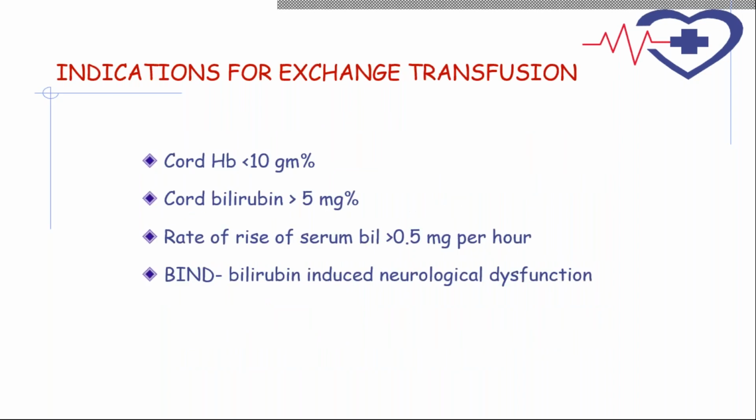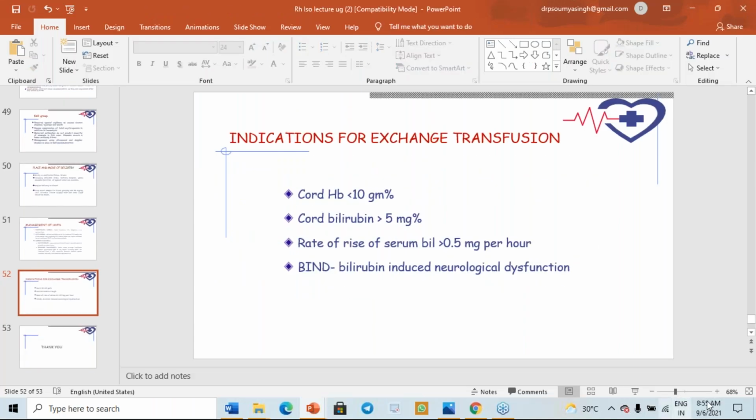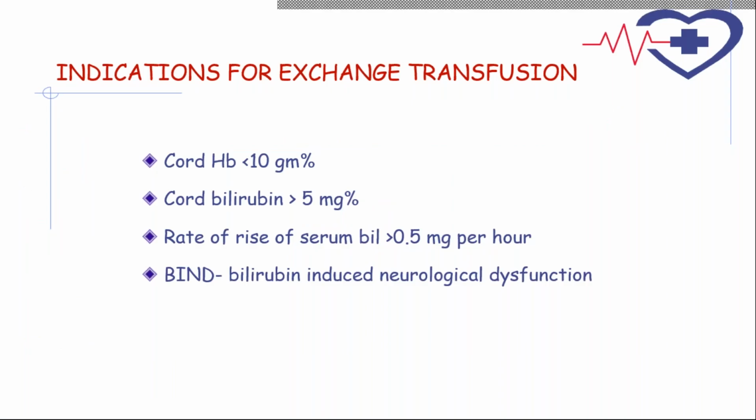And the next slide, please. Indications for exchange transfusion are if the cord hemoglobin is less than 10 gram. I think cord bilirubin is 15, Soumya, not 5. Yes, ma'am. Please check this. This is 15 milligram. And rate of rise of serum bilirubin is more than 0.5 milligrams per hour. Sometimes, when the baby is very deeply jaundiced, they may even do an hourly or 4 hourly sample. And if there is bilirubin induced neurological dysfunction, then also the baby needs exchange transfusion.